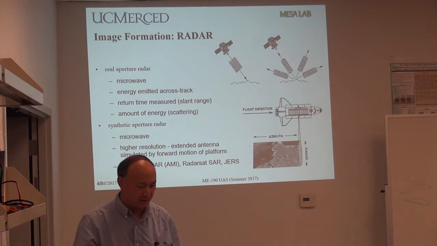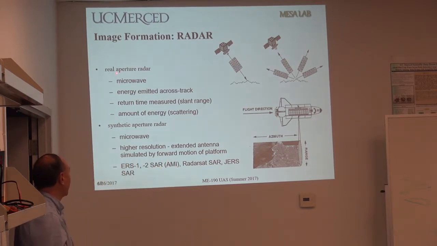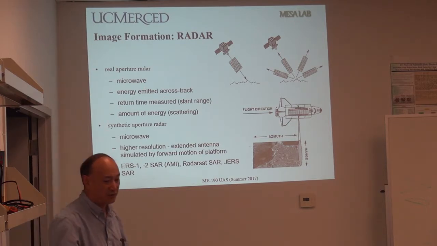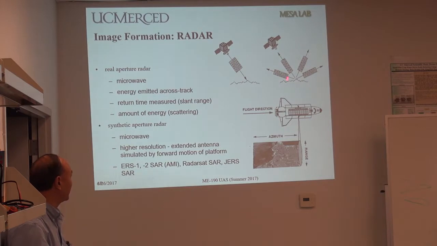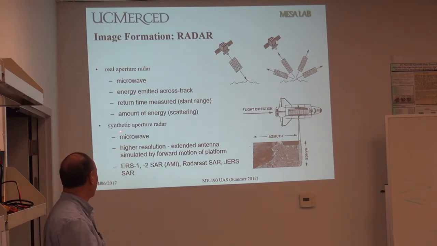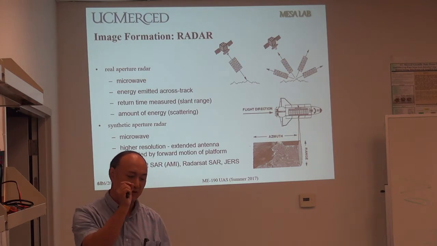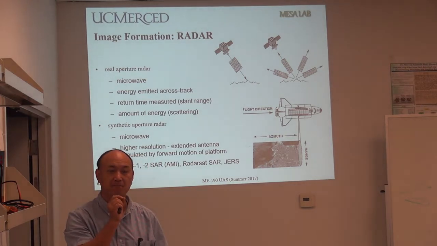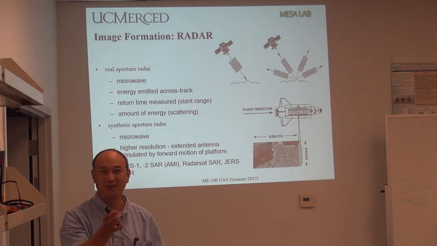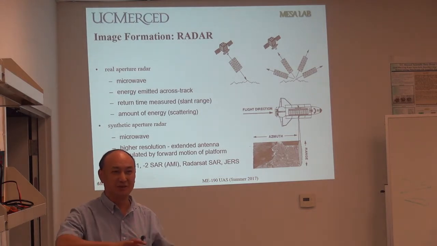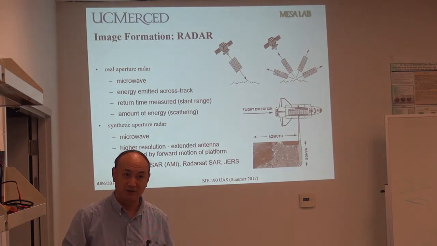So for the radar, you have a real aperture radar, with microwave energy emitted across the track, and the amount of energy scattered is measured. And also SAR is popular, called synthetic aperture radar. Again, these things are very specialized, very expensive, and we are not going to use them with the drone. However, SAR, as I know, has been miniaturized. So it will be able to see some hidden objects in the forest. So if you park a tank or vehicle within the forest, the SAR will be able to find you, okay?